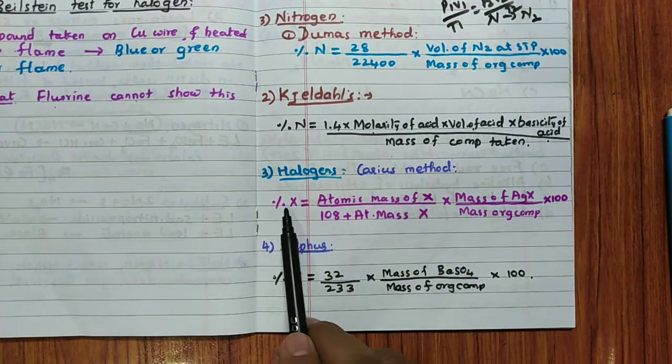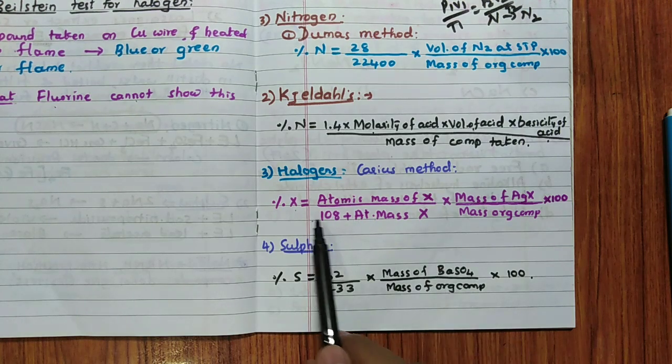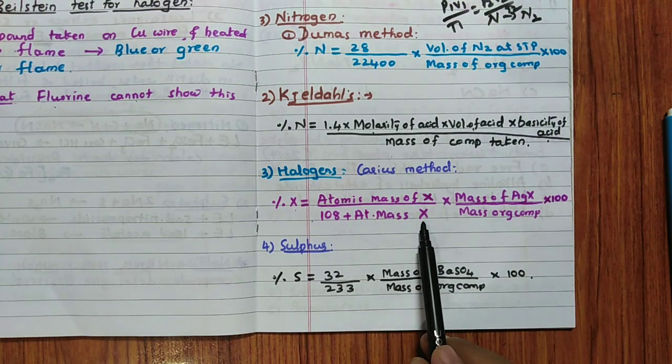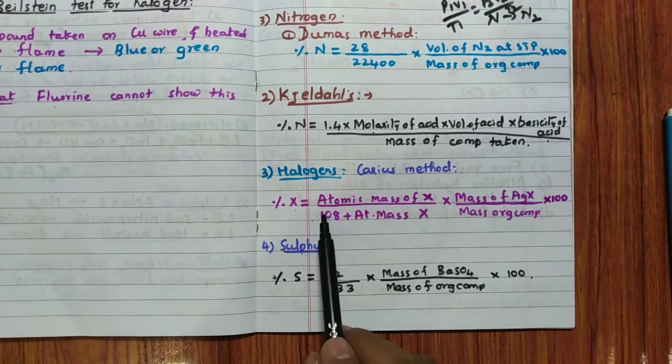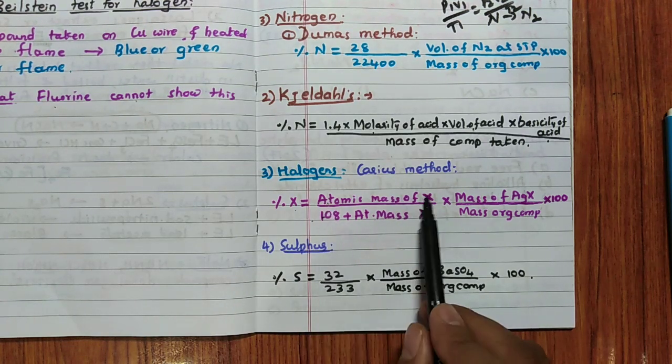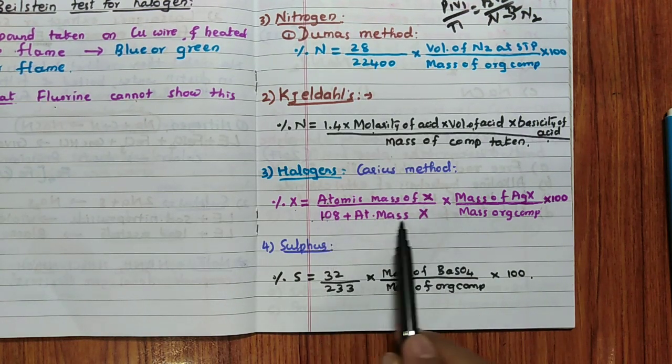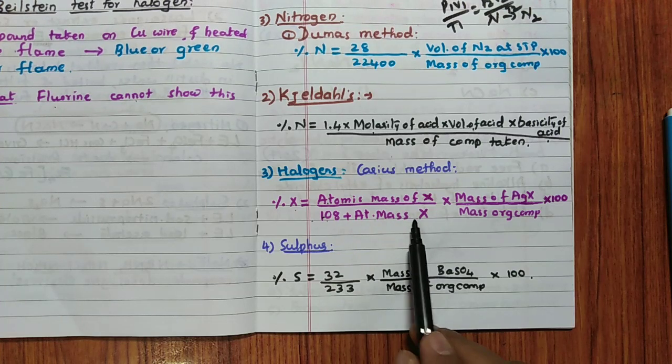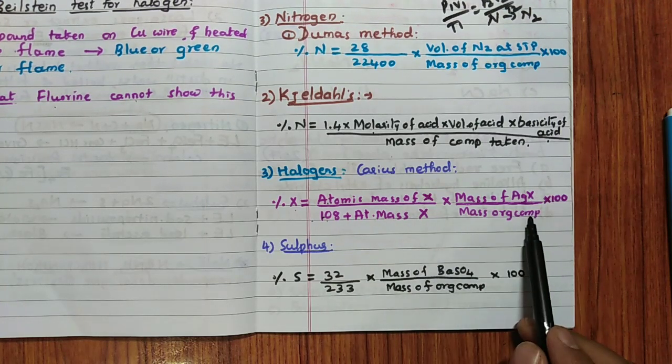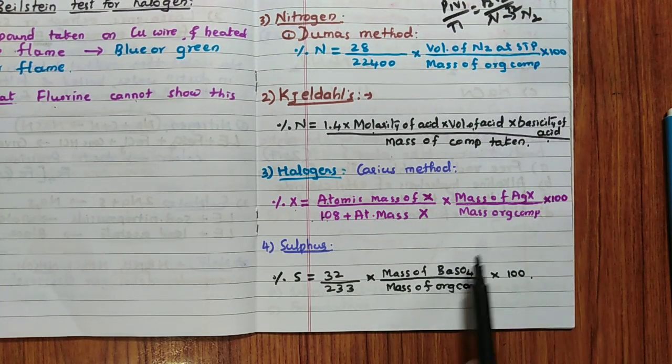Halogen, Carius method. Percentage of halogen is atomic mass of X divided by 108 plus atomic mass of X. Remember, if it is AgCl for example, atomic mass of Cl divided by 108 plus 35.5, that is 143.5, into mass of AgX divided by mass of organic compound they will give, into 100. Once again, give this particular problem the least preference, don't worry.